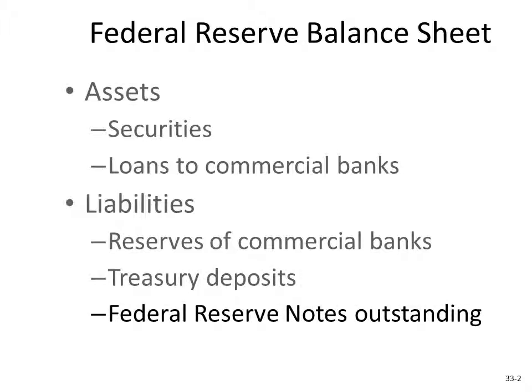And then finally, the other last liability is federal notes outstanding, which is simply cash in circulation. So the assets of the Federal Reserve are government bonds, also known as securities, and the loans that banks have borrowed from the Fed, which are an asset to the Federal Reserve. Liabilities are the reserves of commercial banks, treasury deposits, and paper in circulation.